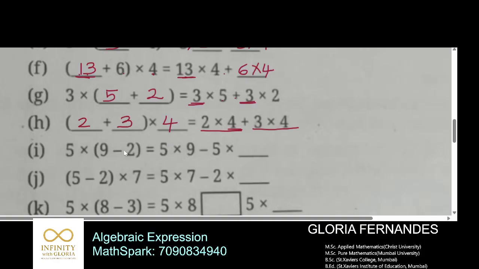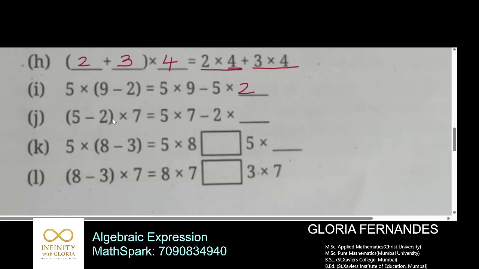All right. Now look at the next one. Yes, this is the same property. So 5 times 9, minus comes as it is, then you have 5 times 2. Look at the next one. Yes, 5 times 7, minus as it is, and then you have 2 times 7. Same thing in the next term. 5 times 8. Which sign is here? Minus. Then you have 5 times 3. Again you have 8 times 7 minus, then you have 3 times 7.